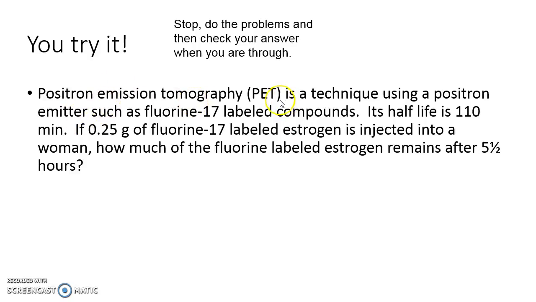Positron emission tomography, this is what's called PET or PET scanning. It uses a positron emitter like fluorine-17. Fluorine-17 has a half-life of 110 minutes. If you have 0.25 grams of fluorine-17, how much of the fluorine labeled estrogen is remaining after 5.5 hours? Try the problem after you pause and then restart to check your answer.